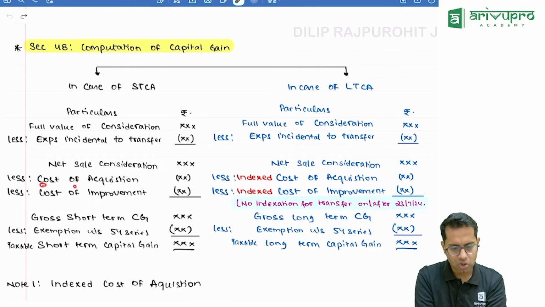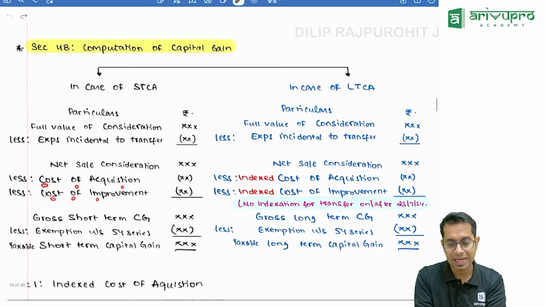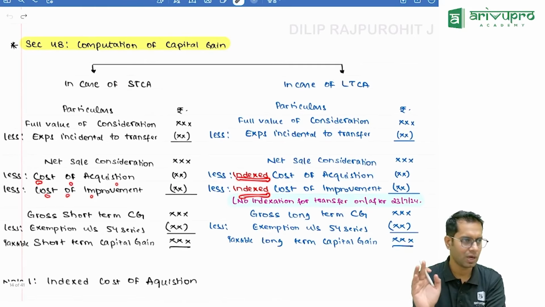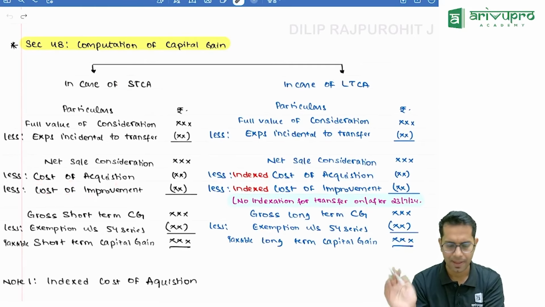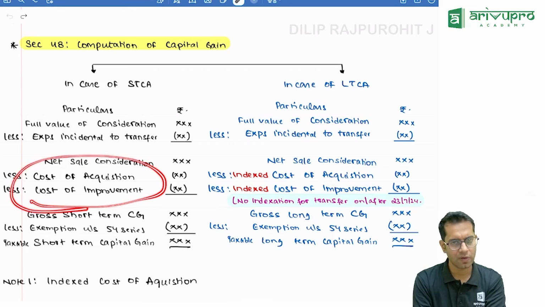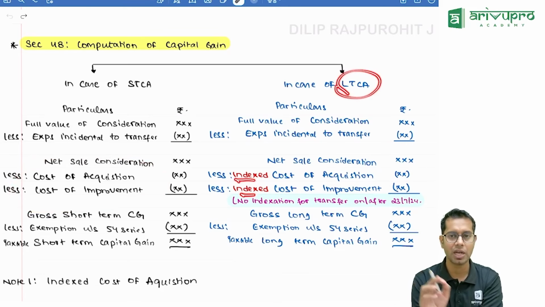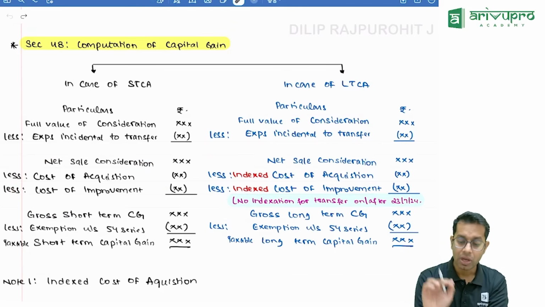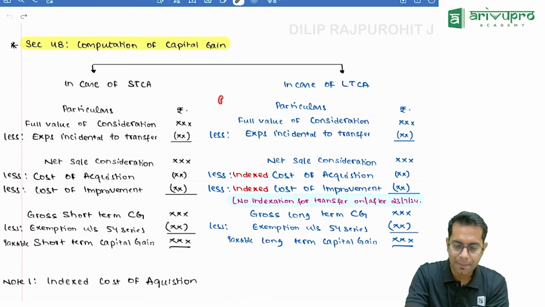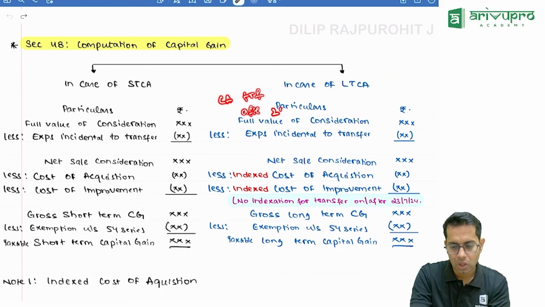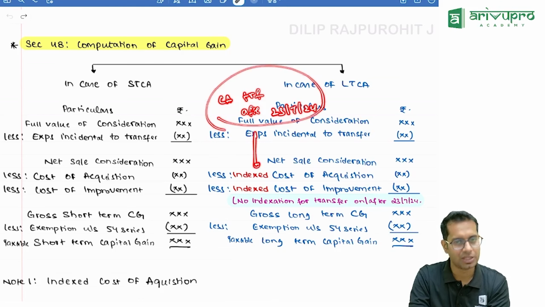Instead of taking cost of acquisition and cost of improvement, I take indexed cost of acquisition and indexed cost of improvement. Correct? Normally, we take cost of acquisition and cost of improvement, but in case of a long-term capital asset, we take indexed cost of acquisition and indexed cost of improvement. Now, if the capital asset is transferred after 23rd July 2024, you cannot take indexation. Even if it is a long-term capital asset, you cannot take indexation.